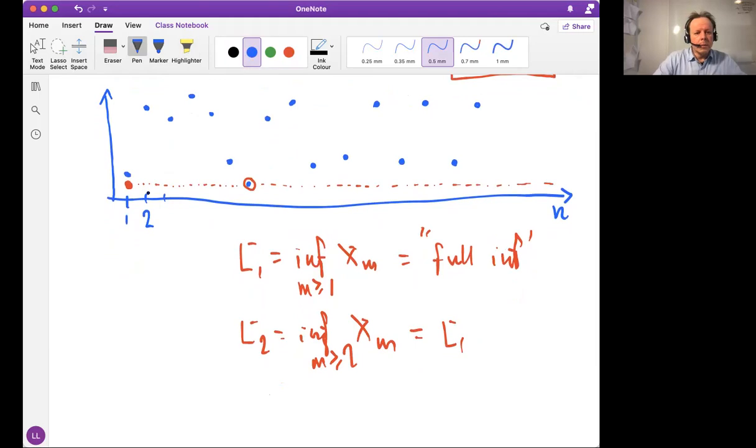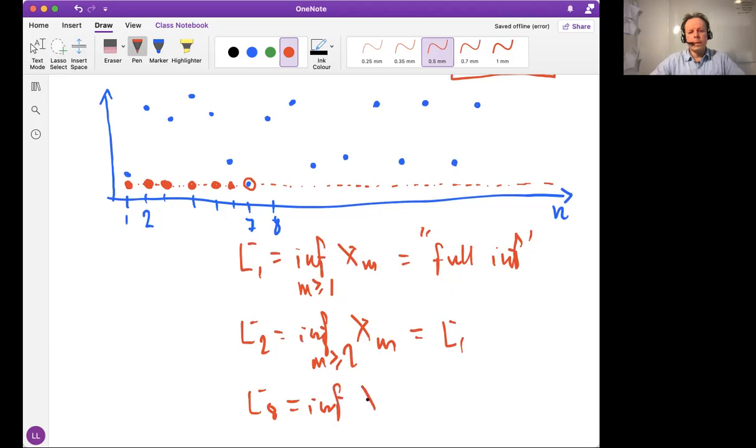So L minus 2, L minus 3, 4, 5, 6, 7, that's where we get something interesting going on. So L minus 1 is here, L minus 2 is the same value, L minus 3, L minus 4, L minus 5, L minus 6, we get these same values and then we are here. Then what is L minus 8 in this sample? It's the infimum of Xm from index 8 onwards. So index 8 is here. Now we are not allowed to look at this. So then the infimum is this value here.